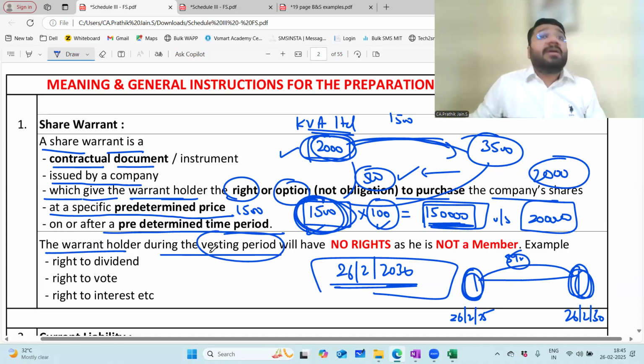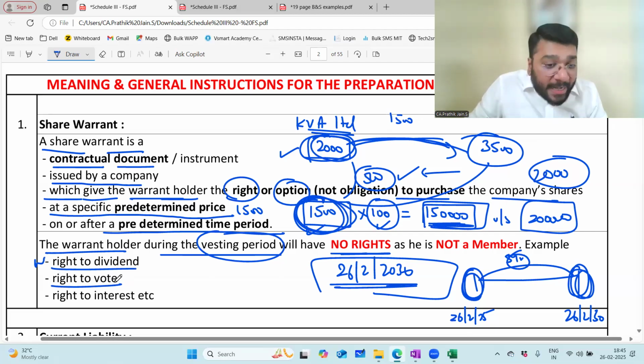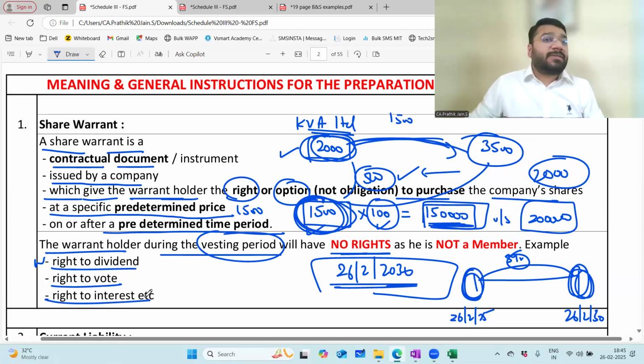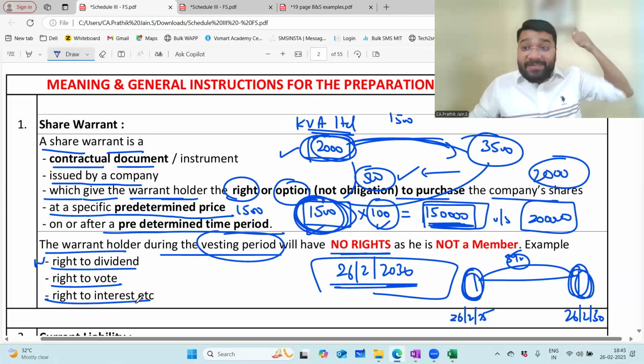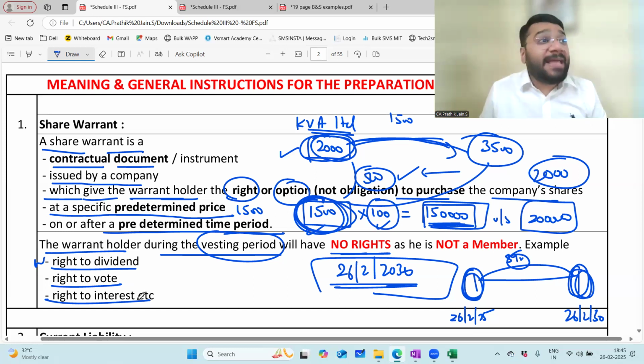In this 5 year, the warrant holder will have no rights of a member. Means what? He will have no right to dividend. He will have no right to vote. He will have no right to any interest. The only advantage he's got is he's getting the share at a predetermined price, which is very, very, very less than the price which is prevailing in the stock market. Am I loud and clear? This is called a share warrant.